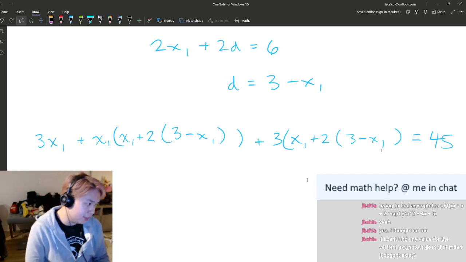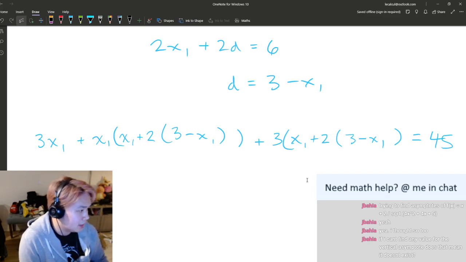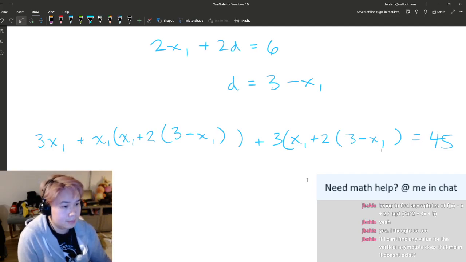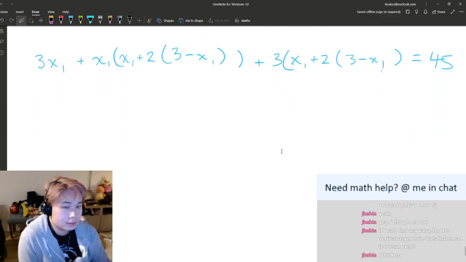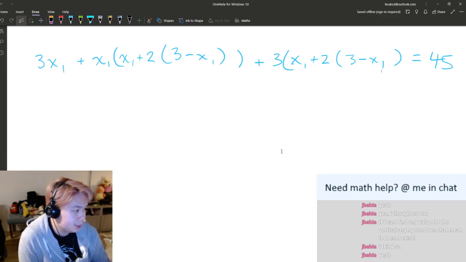If I can't find any value for the vertical asymptote, does it mean it doesn't exist? No. Well, it depends. Is that unfactorable? The 4x squared plus 4x plus 5? Okay, then it might not be factorable, but it might still be equal to 0. So you need to use the quadratic formula on it.